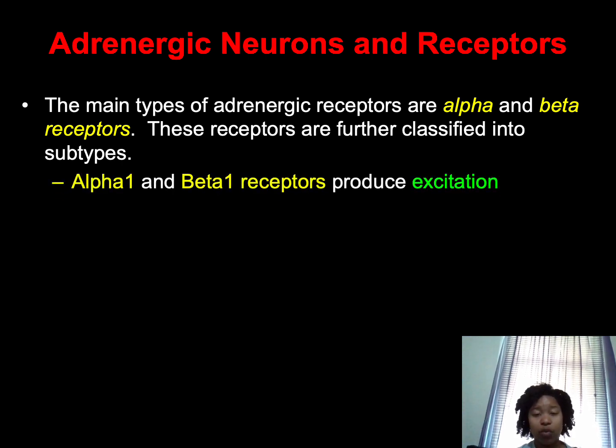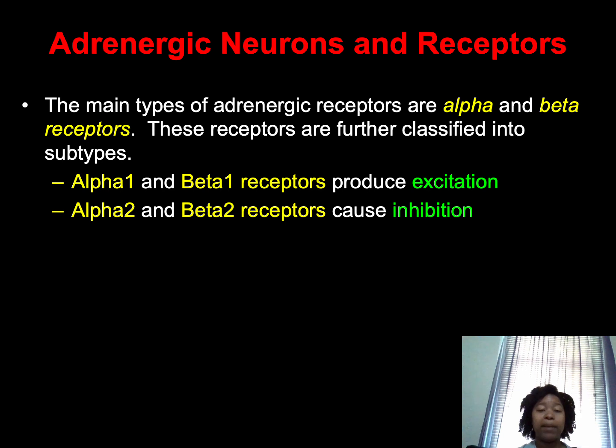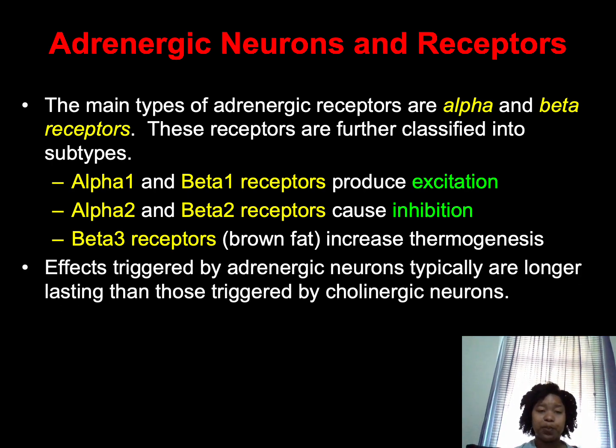You can have alpha 1 and beta 1 receptors, and those will produce excitation. But alpha 2 and beta 2 receptors will cause inhibition. Beta 3 receptors are present in brown fat. Remember, we talked about brown fat being in hibernating animals or really young animals. Those beta 3 receptors help increase thermogenesis, and that's essentially what brown fat is for: helping to retain heat. So that makes sense why those are there.